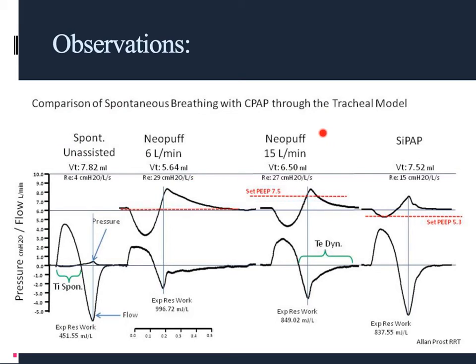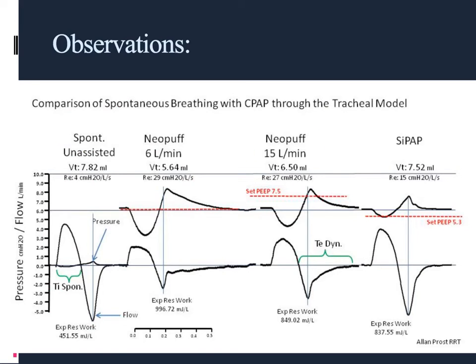Now when we increase the background flow to 15 liters per minute, you can see I've got a little bit less dip here. It's only about 2 centimeters of water pressure of extra work created for my patient to breathe in and out. Now, I had to adjust the PEEP to 7.5 to actually deliver approximately 6 centimeters of water pressure. So we have to compensate for the effects of the manometer system in the NeoPuff. But when I do that, you can see I've got a nice even CPAP level set, and my TE dynamic is considerably shorter when I use that 15 liters per minute.